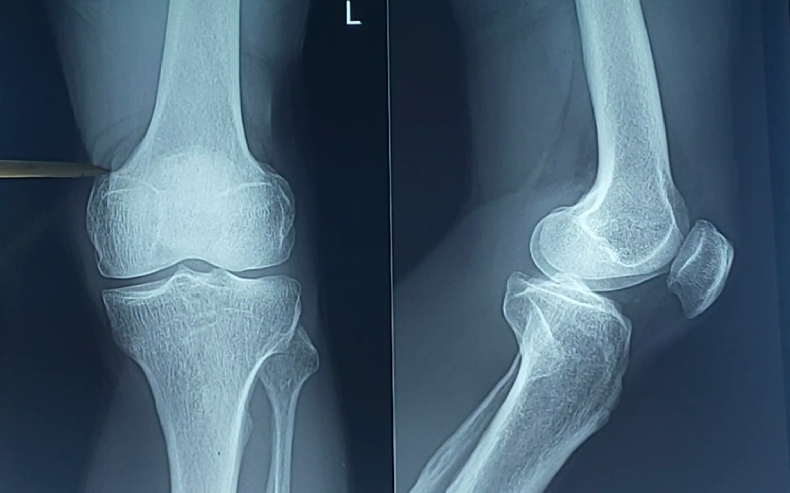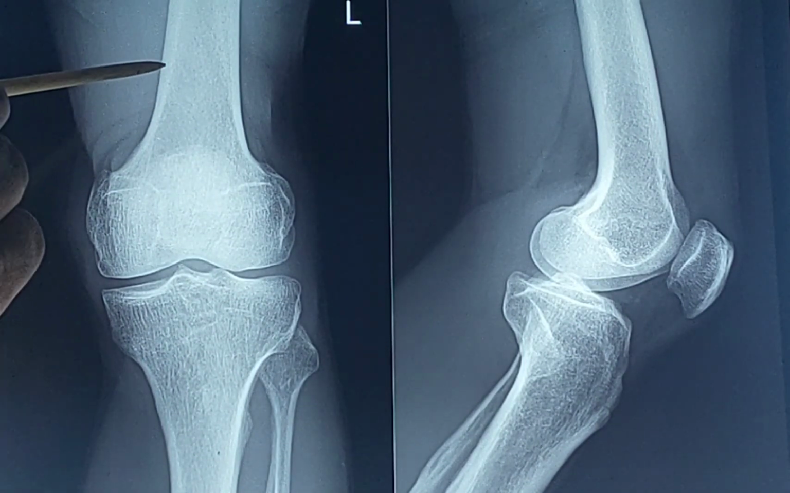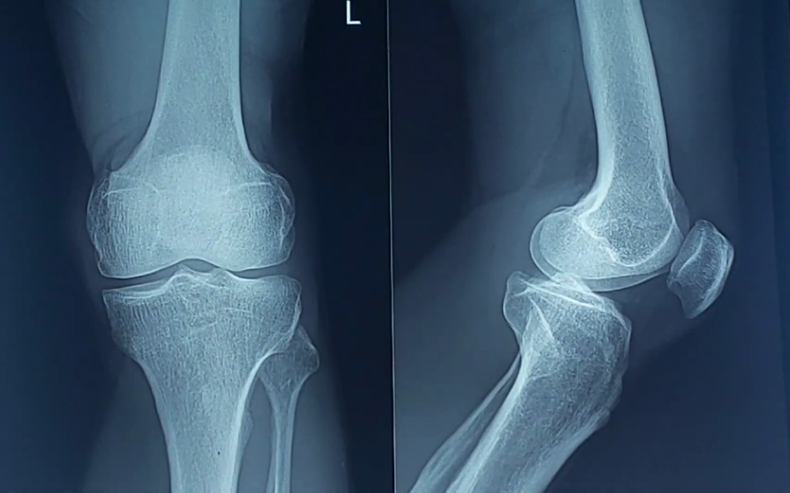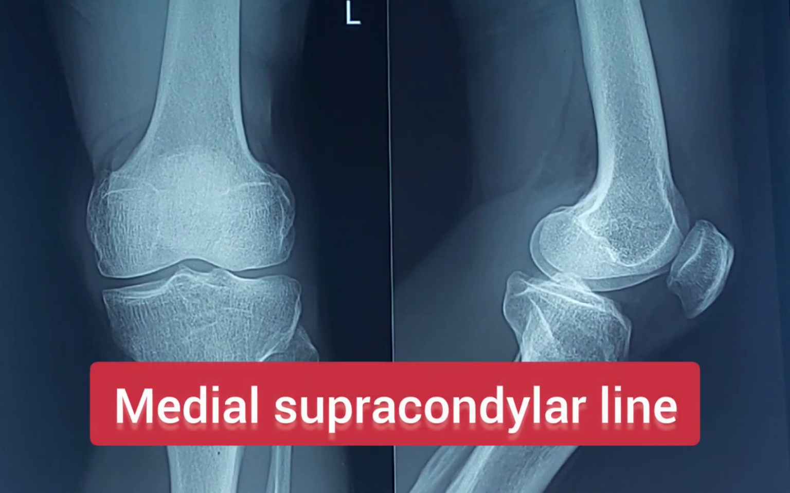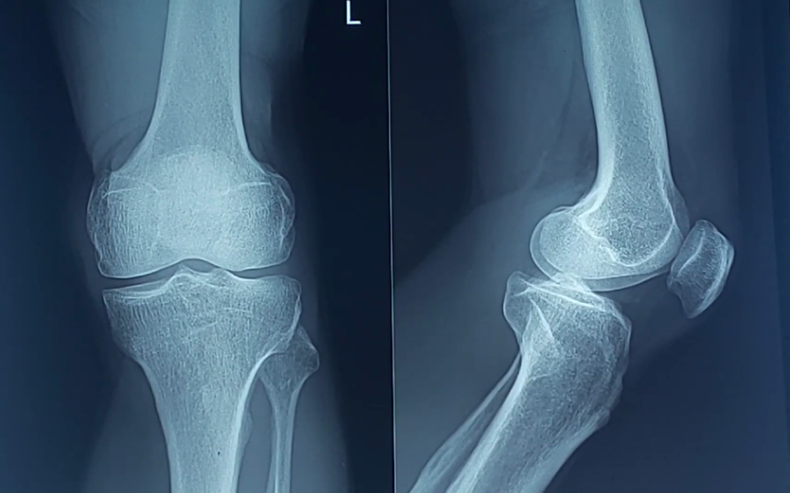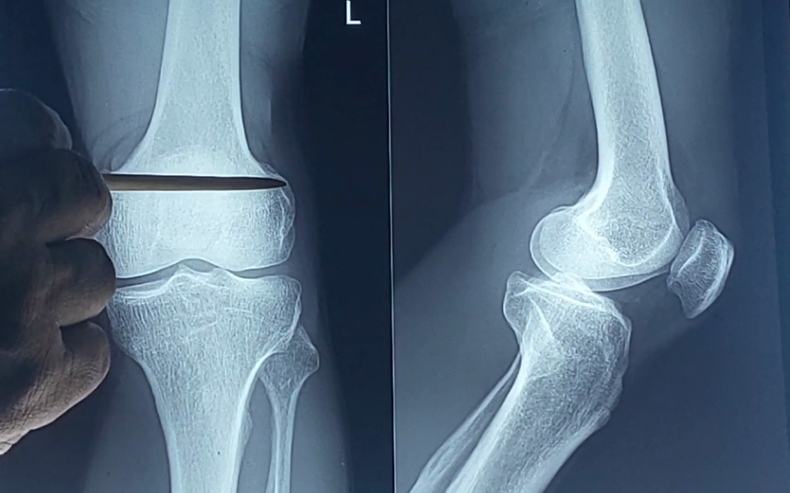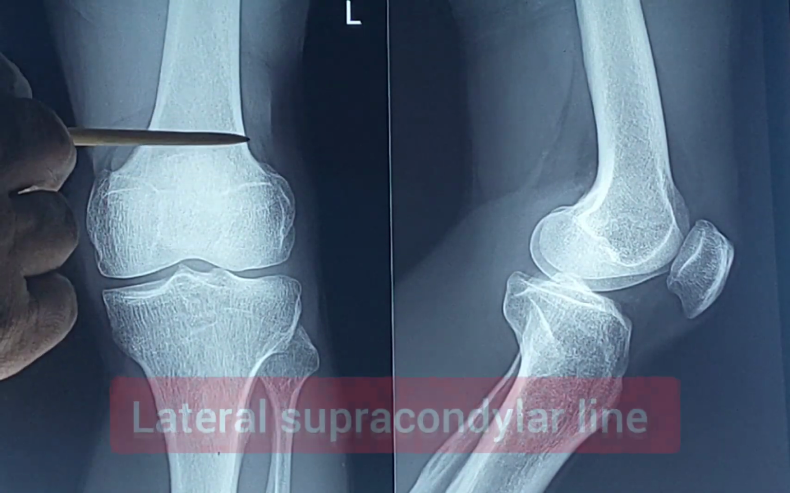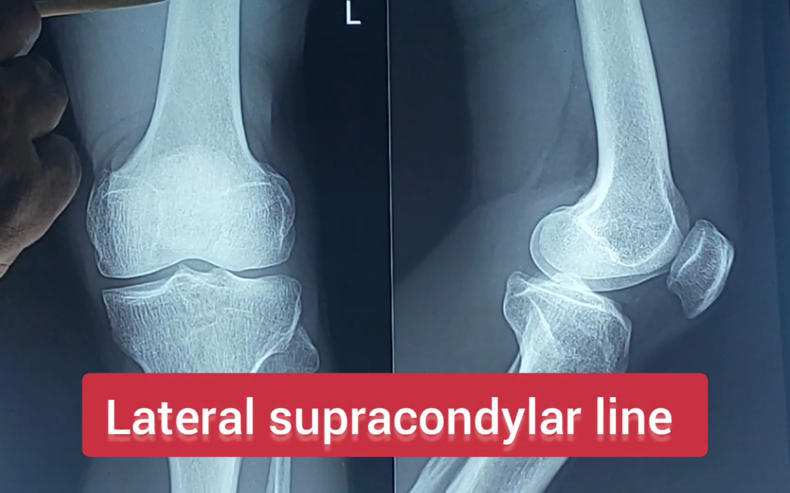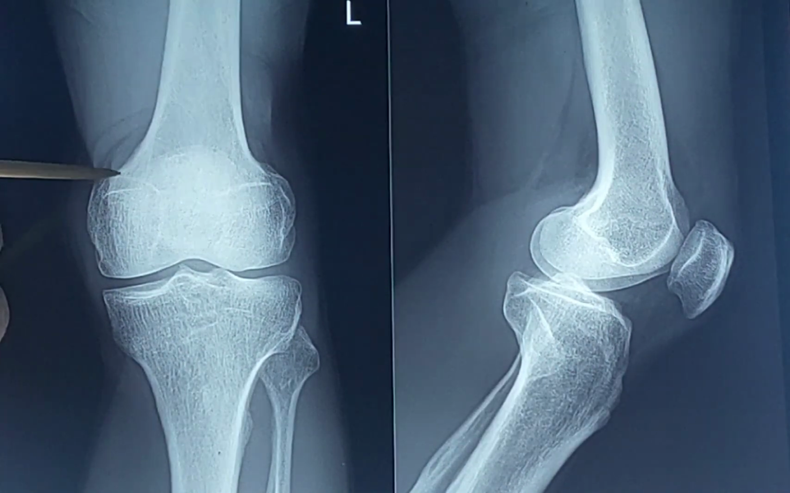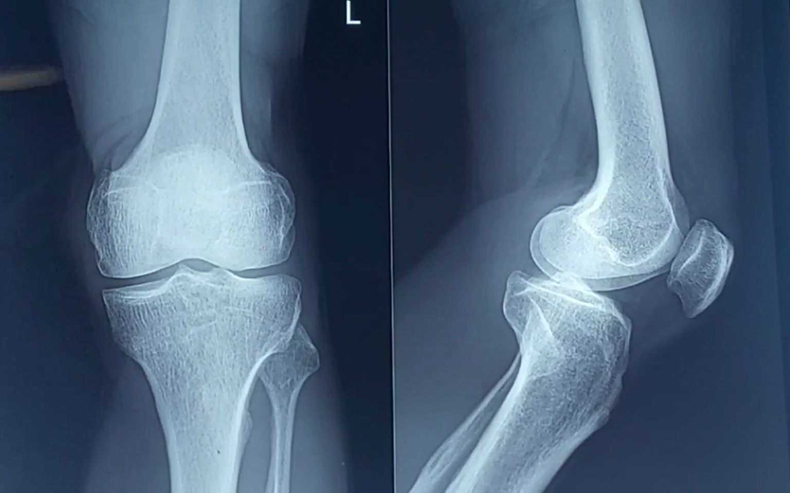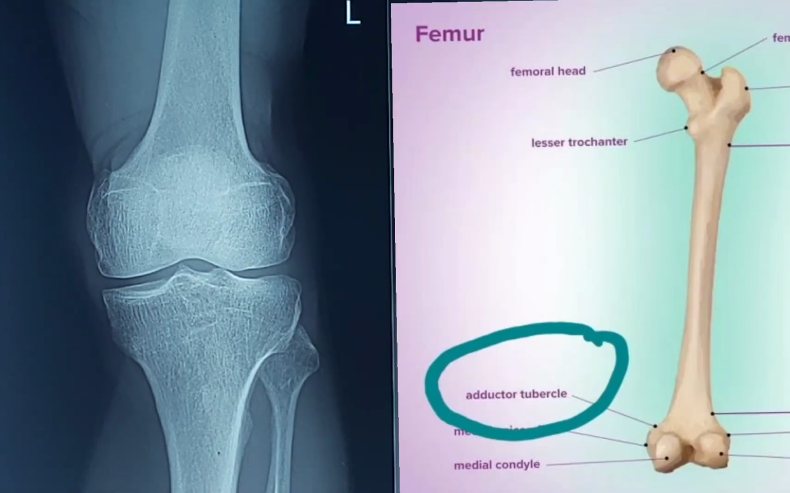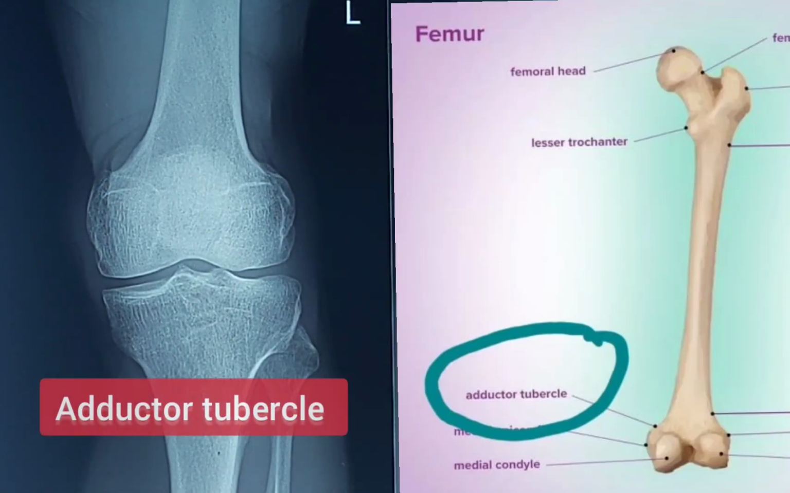And if you trace this line from the medial condyle, it extends towards the shaft of the femur, called the medial supracondylar line. Similarly, on the lateral side, another line is there. This is called lateral supracondylar line. Where the medial supracondylar line ends, there is a small bony projection. That bony projection is called adductor tubercle.